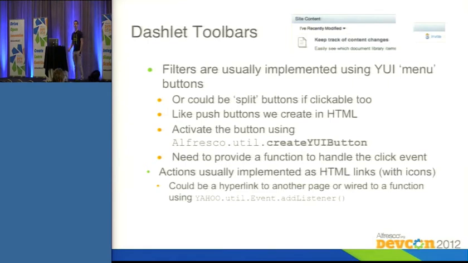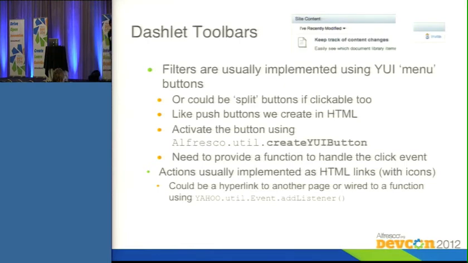In a more real-life dashlet, we might want to add some choices for the user. So a common way of doing that is in dashlet toolbars. And those dashlet toolbars can provide drop-down filters. There's two examples there that I've provided at the top of what you might get in a toolbar. The first one provides an example filter. The second one provides an example action.